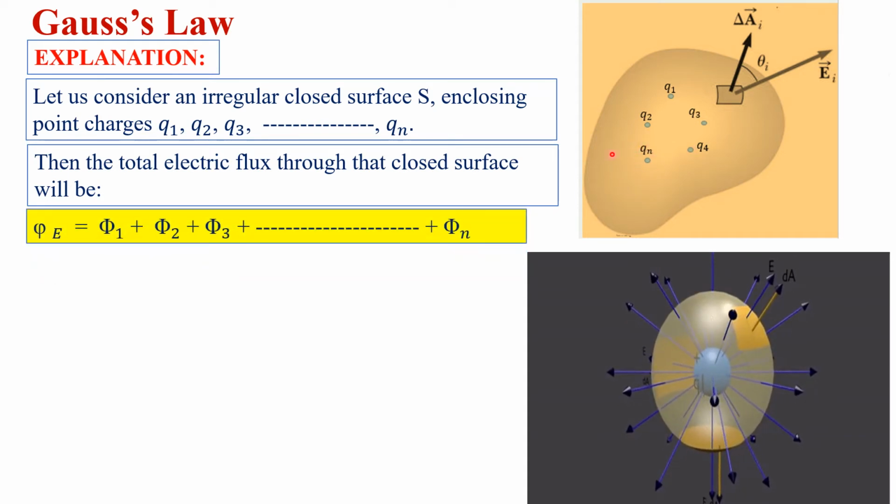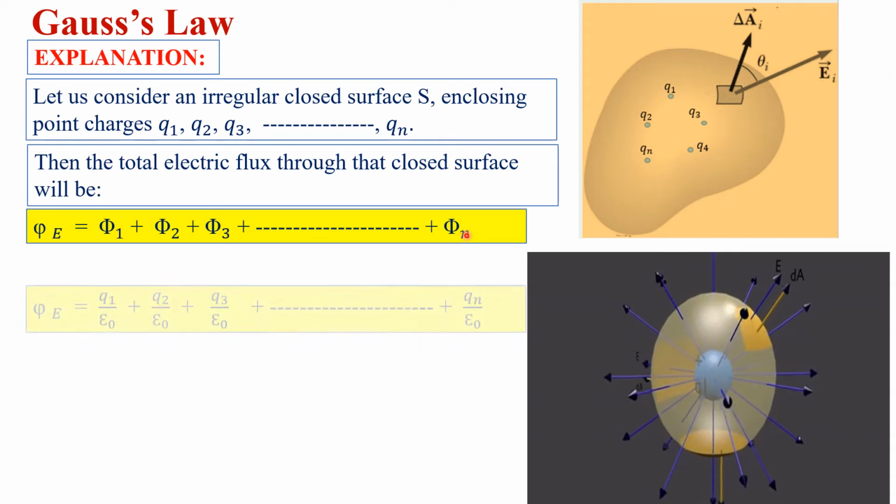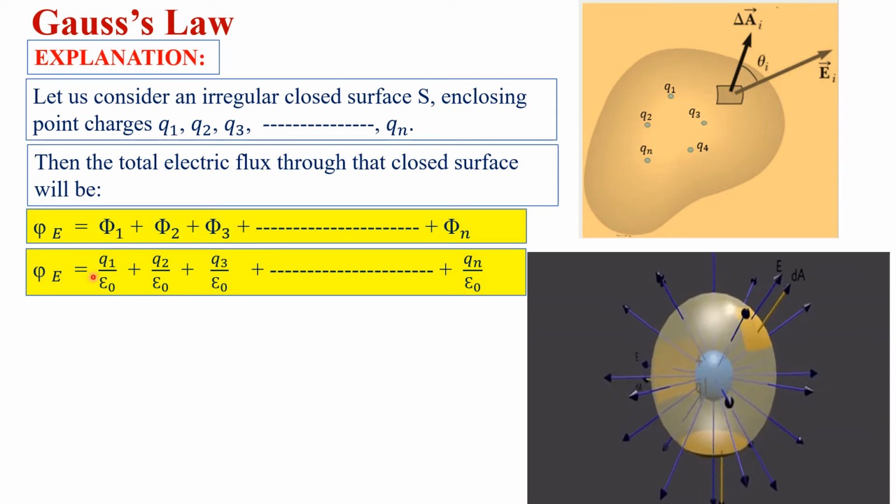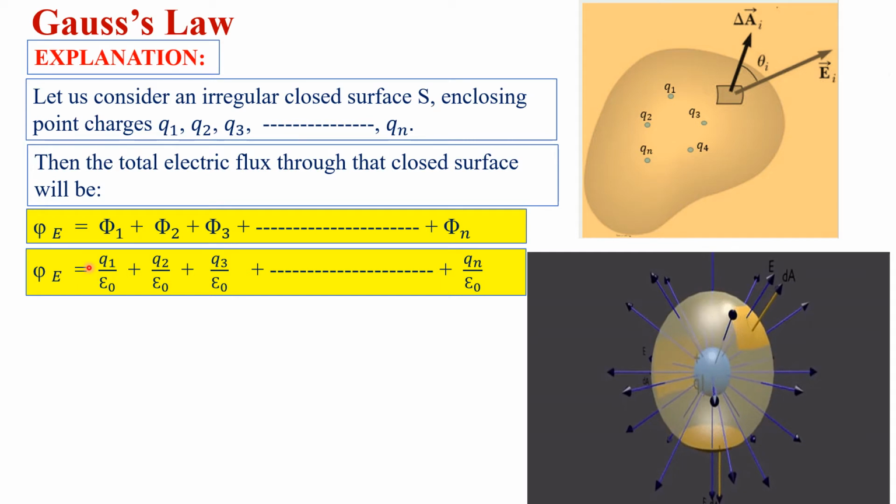Then the total electric flux through the closed surface will be phi E is equal to phi 1 plus phi 2 plus phi 3 plus so on plus phi n. Phi E represents the total electric flux through this irregular shaped closed surface. As in lecture number 2, we derived the flux through a closed surface due to a single charge, which is phi is equal to q upon epsilon naught.